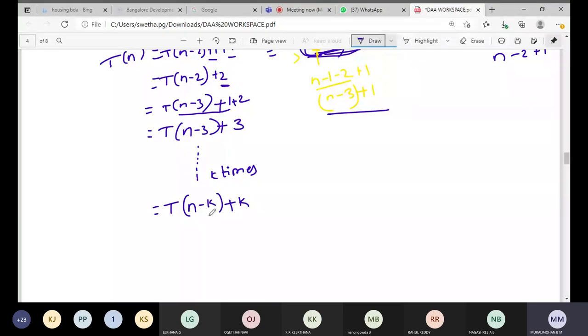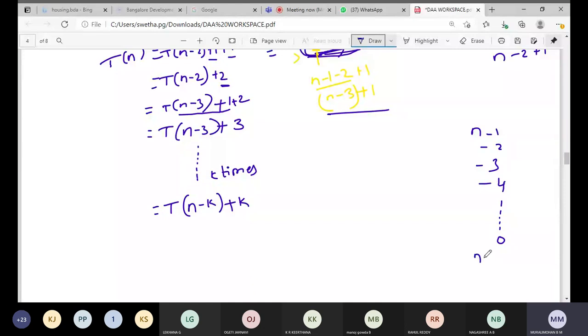Okay. Now somewhere we should reach this n minus k to 0, right? So we are going from 1, 2, 3, 4, 5, 6, 7. So somewhere we are going from n minus 1, minus 2, minus 3, minus 4. Somewhere we should go to 0, right?